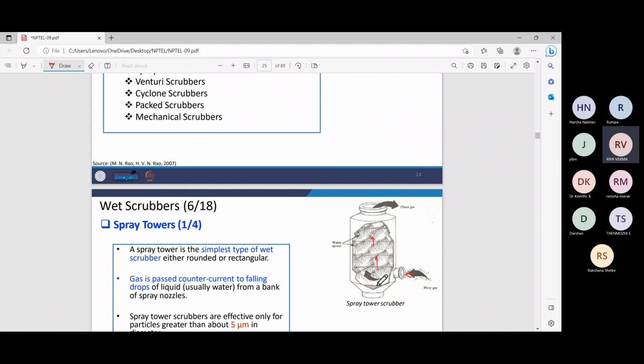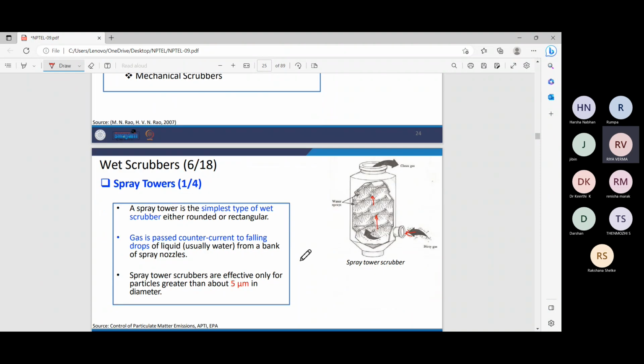So the gas is passed countercurrent to this water stream. As soon as this gas tends to move upwards, the water flows countercurrent, and all the particles present in this gas stream get washed away. Generally, these water sprays wash away those particles, and they are collected in the bottom part along with that water stream.